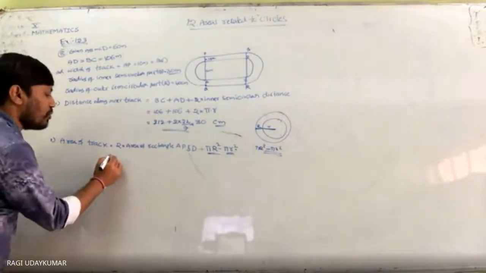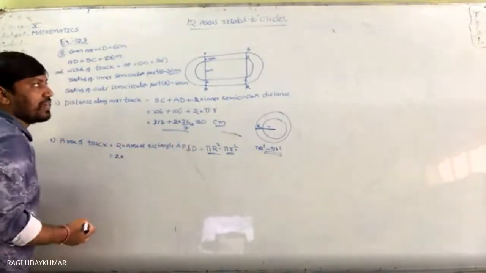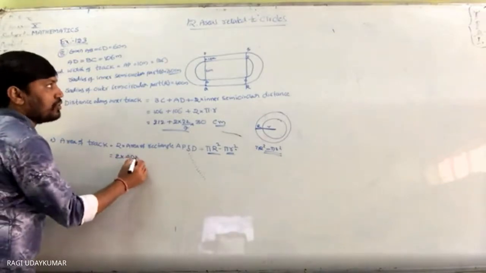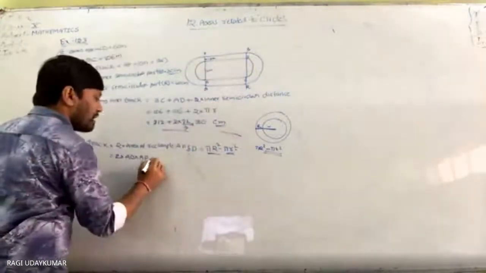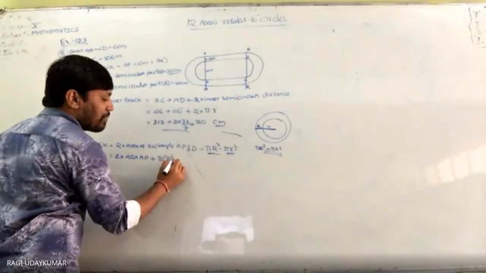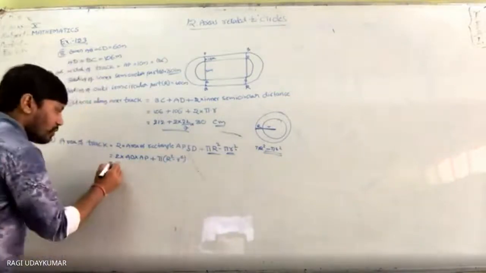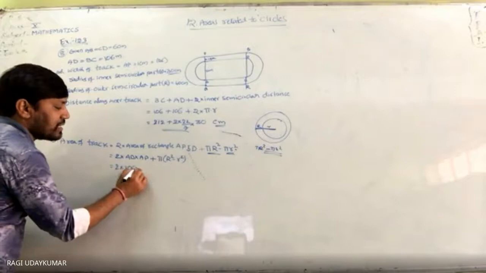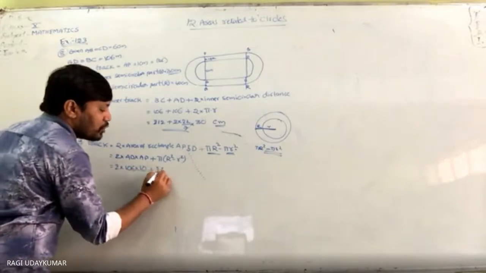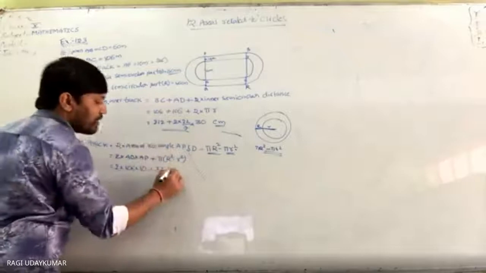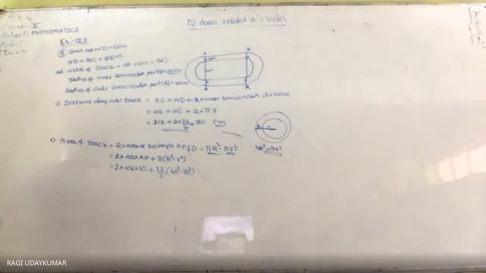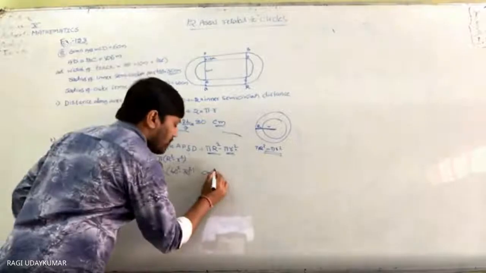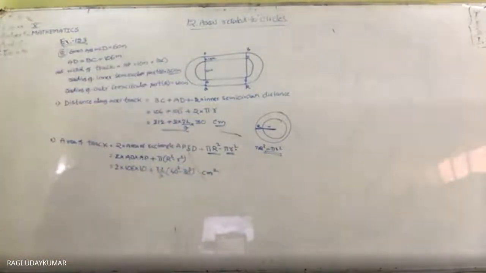So what do you write here? 2 into area of the rectangle. What is the formula? AD length into breadth AP, AD and AP, plus pi common, take it here, capital R square minus small r square. So which is equal to 2 into AD length, how much is it, 106, AP is 10. So pi value here 22/7. R value, capital R value 40. 40 square minus 30 square. Simplify this, and this is the final area of the track. So 40 square minus 30 square, apply the a square minus b square formula.